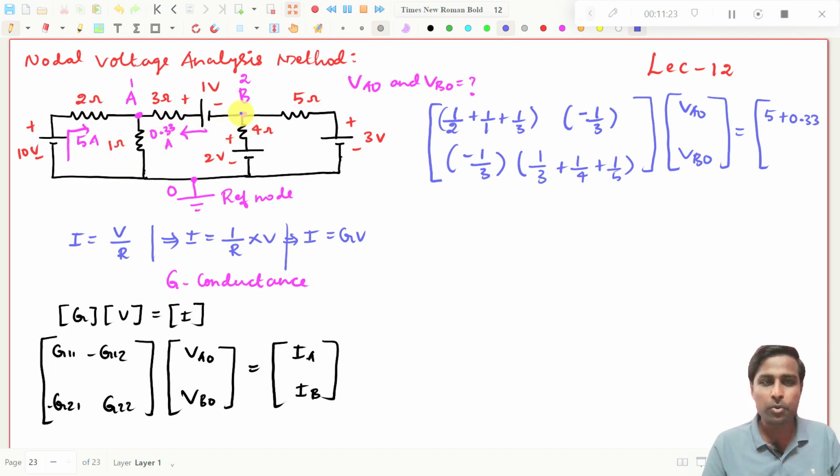And you come to node B now. In node B, I've written this current value already. This branch current, and I want to write this branch current now. So the current should be from minus to plus in this direction, and 2 divided by 4, you will get 0.5 amperes. That's all.